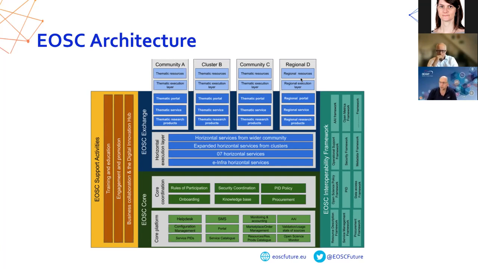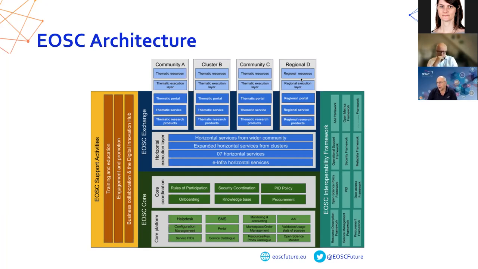Well, then to the left, the yellow big box is all the necessary support that you need to do to get people to understand how to connect, to get them to provide their resources in EOSC, to train them and educate them, etc. All these kind of things.